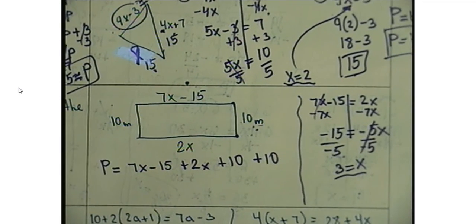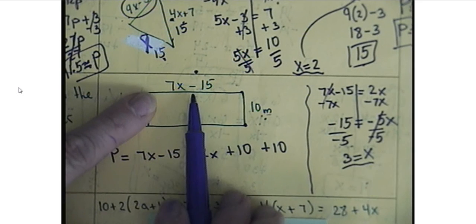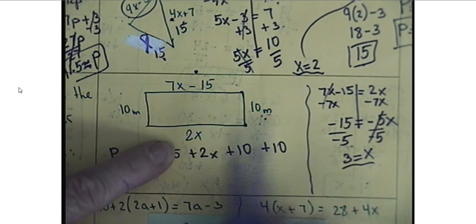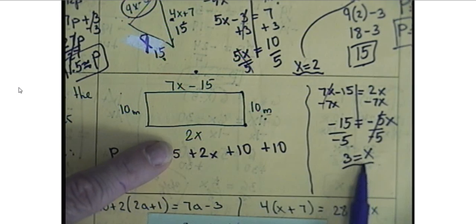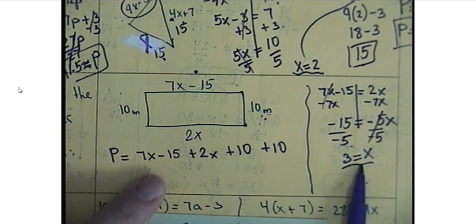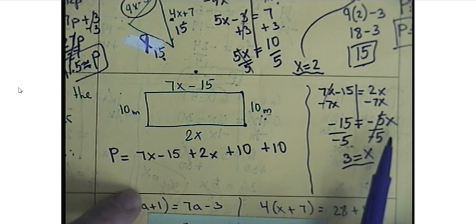I just wrote here, okay, so on the right side I equate 7x minus 15 to be equal to 2x. 7x minus 15 equals 2x. And then I solve the equation for x. Minus 7x on both sides, we get negative 15 is equal to negative 5x, and then we divide by negative 5 both sides. X is 3.